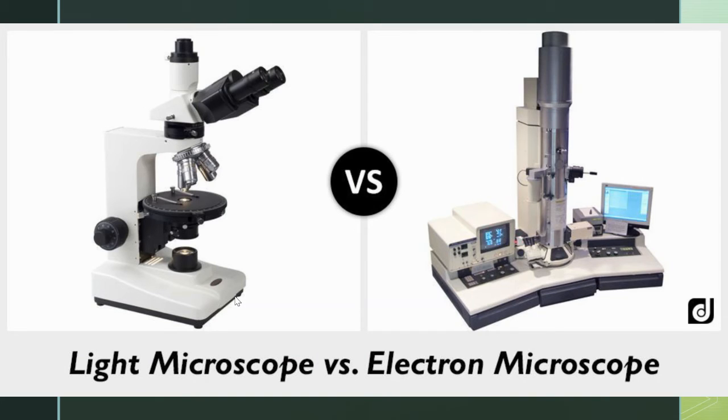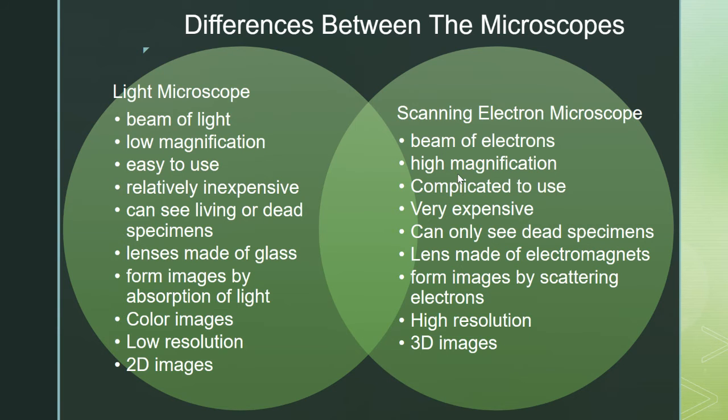So here they are side by side, the light microscope, not super complicated compared to the electron microscope, which involves computers and takes up a lot of space. So big differences. Light microscope uses a beam of light, while scanning electron microscope uses a beam of electrons. The light microscope is a relatively low magnification, while the electron microscope is high. Light microscopes are easy to use, and scanning electron microscopes are complicated. Light microscopes are inexpensive, and scanning electron microscopes are expensive.